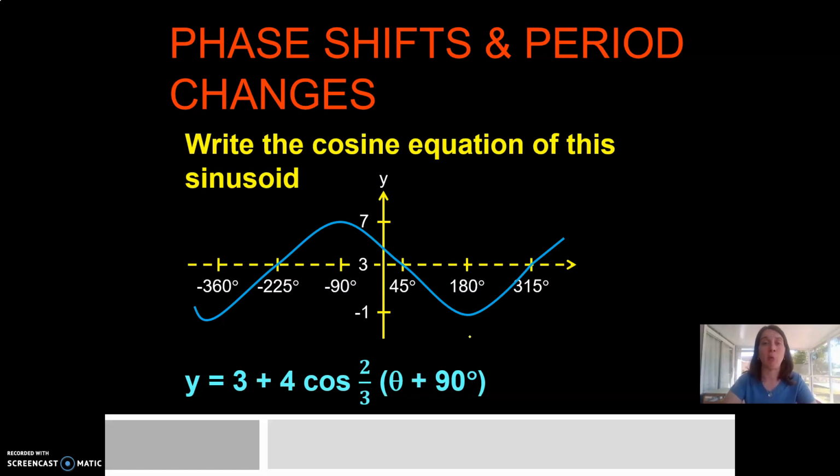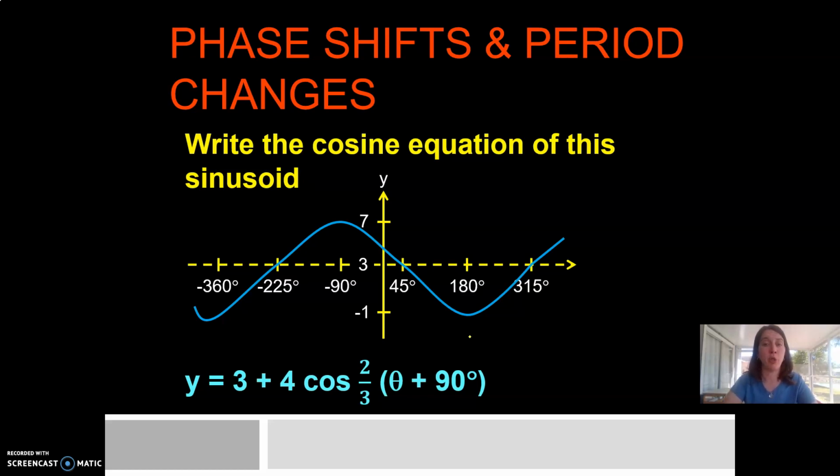Inside of my parenthesis, again, we're starting with our theta. Our key question for cosine is where closest to the middle does it reach its maximum, or the highest hill? Well, where I see it reaching the highest hill on the graph is at negative 90, so therefore inside of the parenthesis I have a positive 90 in your question.